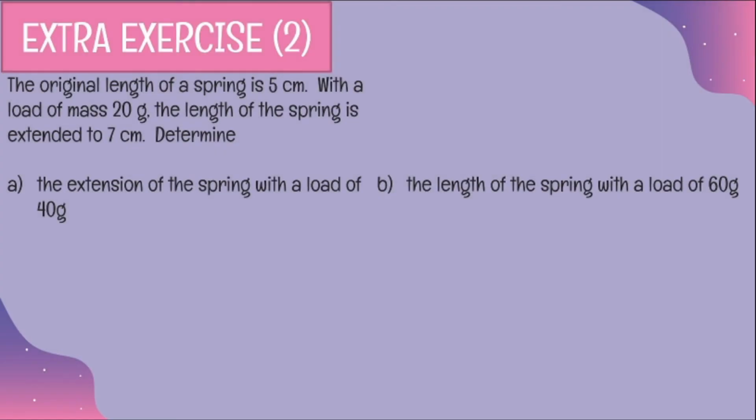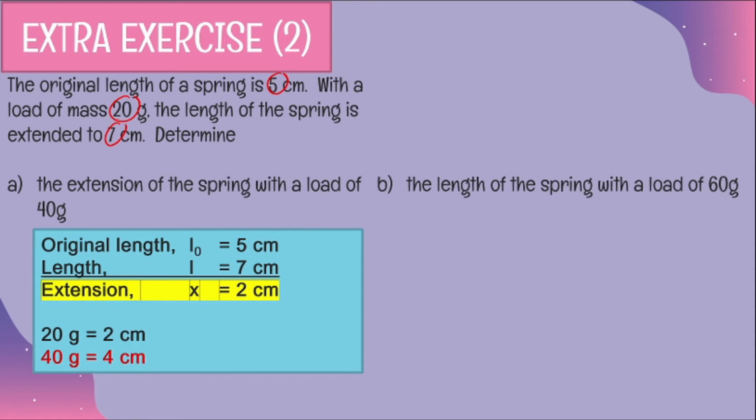Okay, number 2, original length is 5. 20 gram, 7. Okay, cantik. So, dapatkan 5 cm, L, 2. Alright. So, ni ratio dia ni. Yang ini kita kena pegang dulu. 20 gram is 2 cm. Then 40 gram. Macam tadi cikgu kata sekilo RM2, 2 kilo RM4. Macam tu je. Alright. 4 cm. Dia nak length ke dia nak extension? Extension. So siap sampai situ. Extension simbol dia X.